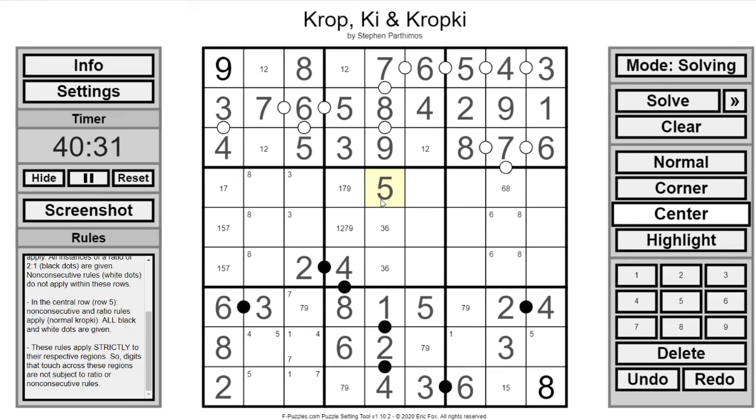But where do I go from here? We got 1 and 5 left. 1 is here. Not sure what to get out of that.